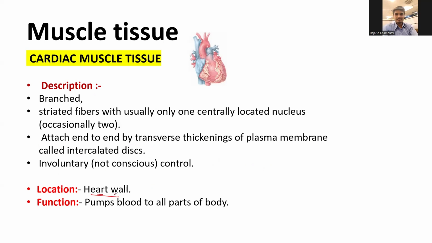As for location, you can find them in the heart wall. This heart wall is made up of cardiac muscles, and the function of this tissue is to pump blood to all body parts.